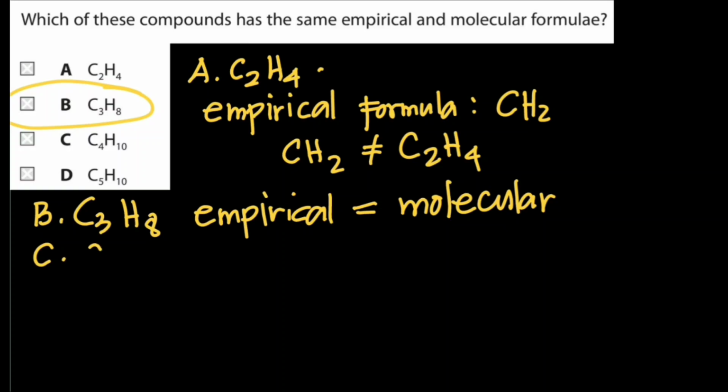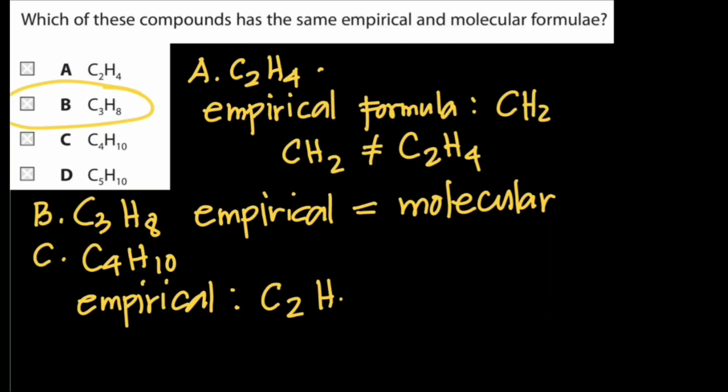So for letter C, we have C4H10. That is the given molecular formula. So for its empirical formula, we divide the number of atoms by 2. So that is C2H5. So it's not the same as the molecular formula. How about letter D? We have C5H10.